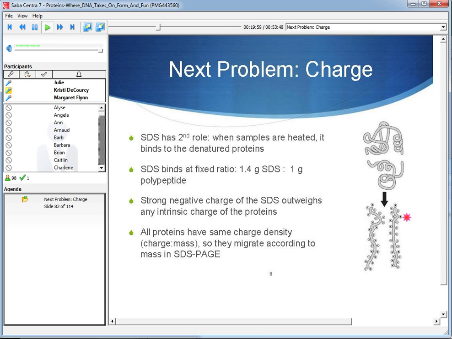And since the SDS binds at a fixed rate, all the proteins, or all the polypeptides, are now going to have the same charge to mass ratio. So what this means is when you do electrophoresis, they're going to migrate according to their size. They'll all be negatively charged.